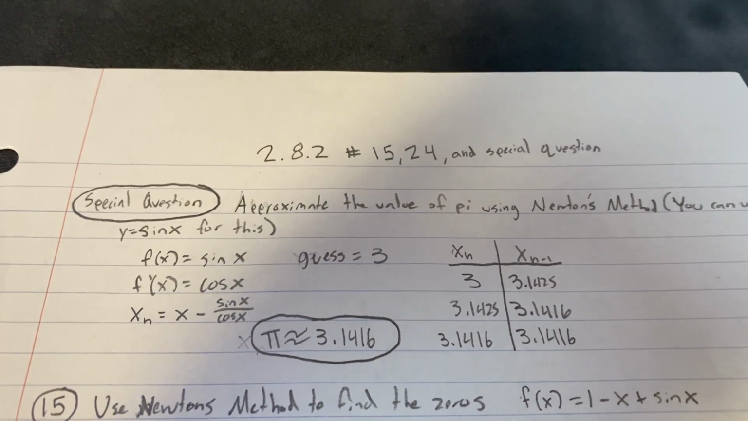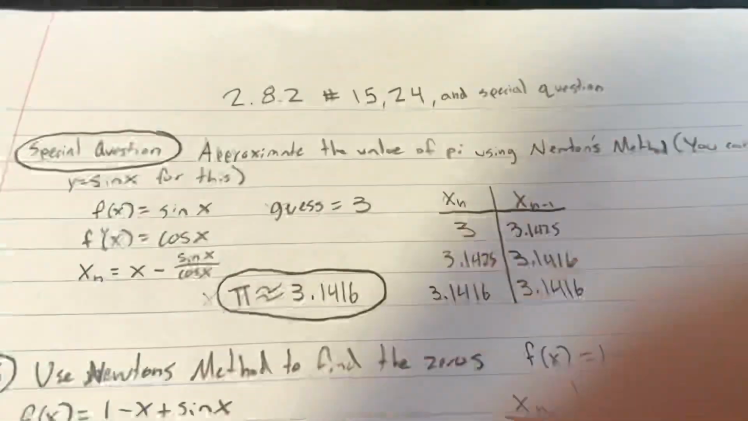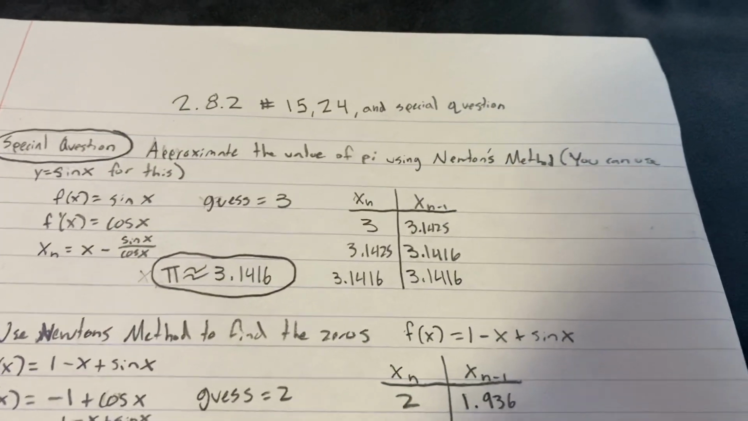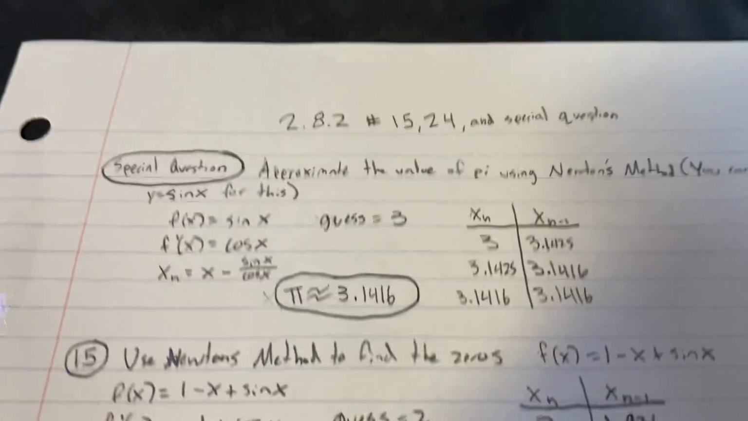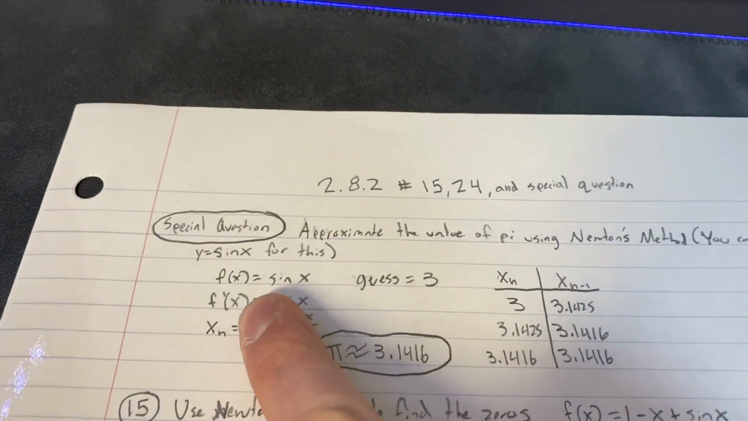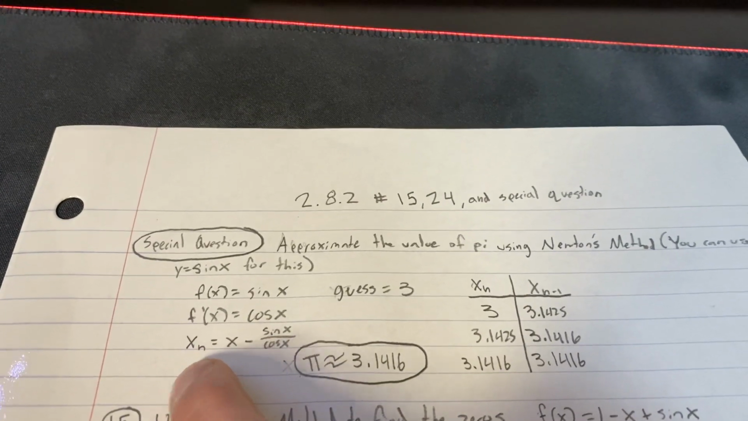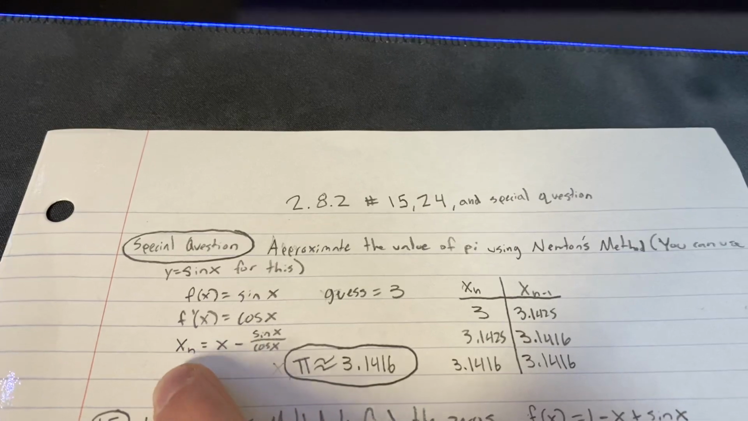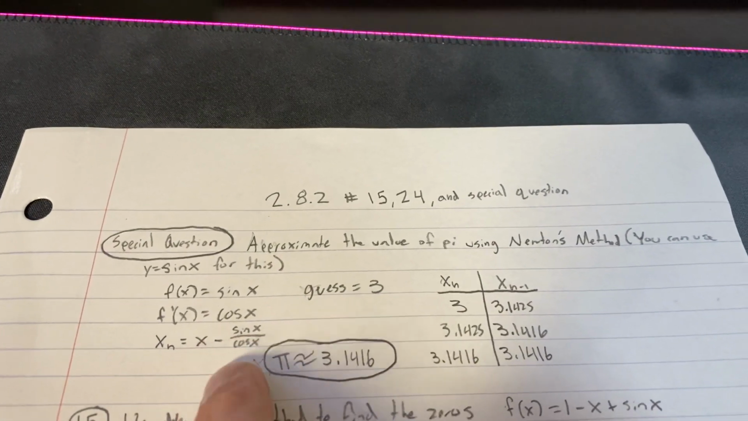Homework 2.8.2, number 1524 in the special question. First, the special question says approximate the value of pi using Newton's method. You can use y equals sine x for this. So first we know sine x, and we have to find the derivative, which is cosine x. And then for Newton's method, x_n equals x minus sine over cosine.